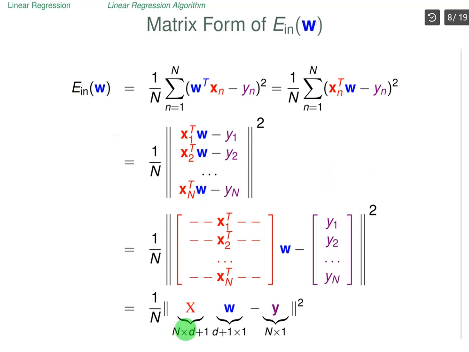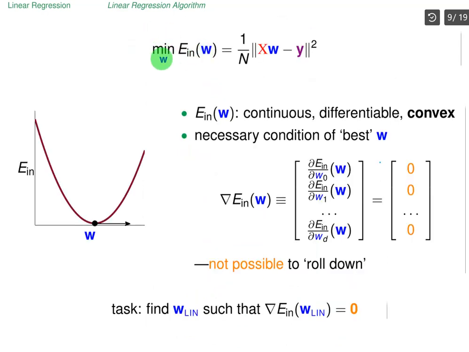Now, given the following matrix form of the in-sample error, our next task is to minimize it. So we want to find the weight that will minimize our in-sample error. This is the matrix form of the in-sample error for the regression that was obtained from the mean squared error function. Let's talk about some properties of this in-sample error function. Because it's a squared norm, it is continuous and can be differentiated. So it is a differentiable function. It's also a convex function. Convex functions are very convenient ones to work with.